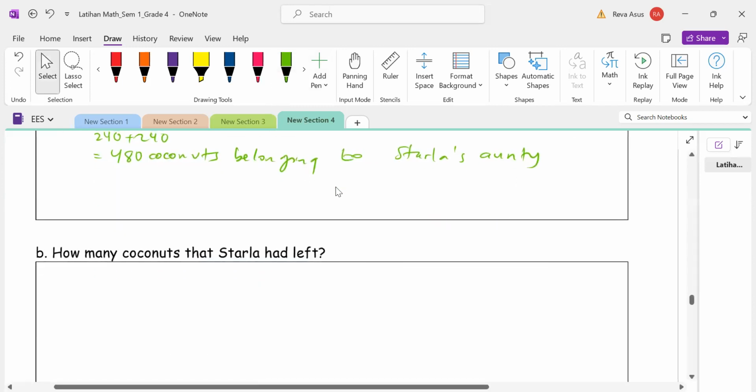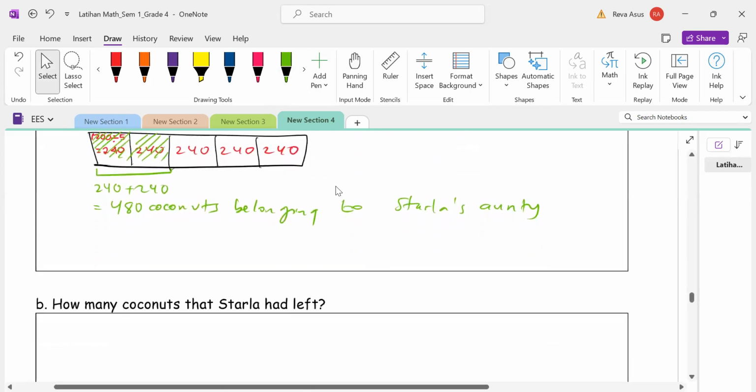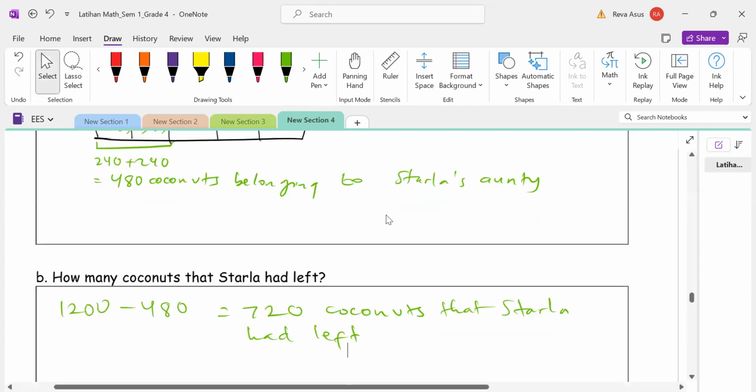Let's take a look at number 10B. How many coconuts did Starla have left? At first, Starla had 1,200 coconuts. And then she gave 480 coconuts to her auntie, so we minus it. Minus 480. All right, so it is 720 coconuts that Starla had left. All right, that's it.